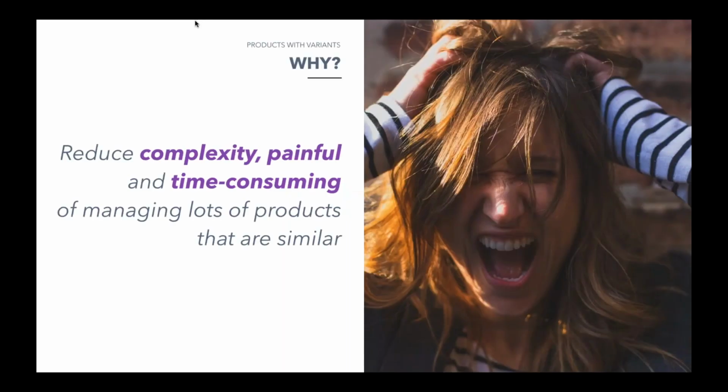Why do products with variants have to be managed differently than other products? Because it's complex, painful, and time-consuming to manage lots of products that are similar. We decided to work again on this topic, even if we have 2 existing modelings, the variant group and the inner variation bundle. We heard your feedback.